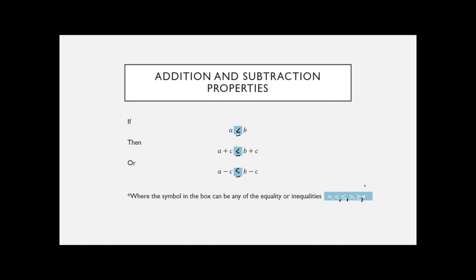But it doesn't matter what symbol is in the box. The key is that you can add the same number on both sides or subtract the same number on both sides. And that's what we've been doing for solving. So this is not a new rule. It's just that we're saying that the rule applies to more than just equal signs. So that's the only new thing here.